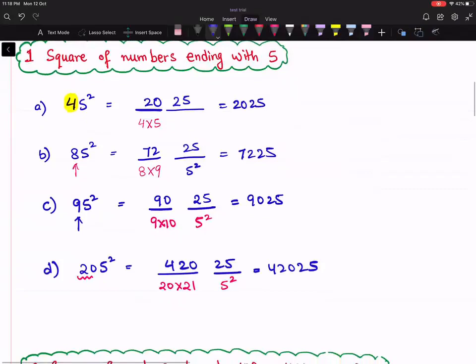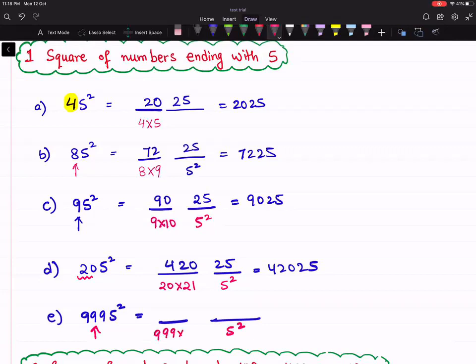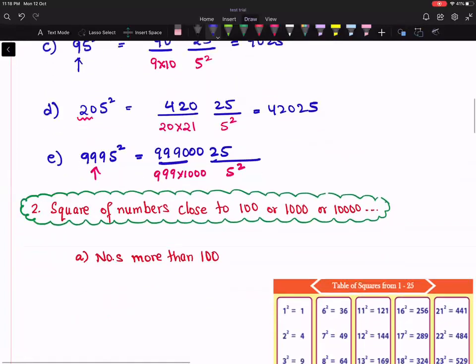Whatever it is, you can take bigger numbers, you'll have to just multiply the digits before that with the next digit. So if I'll take another bigger number, let's say if I'm interested in 9995 square, right? My last two digits are based on 5 square, and then the starting numbers will be 999 multiplied with the next number, that is 1000. So this is 99900025. This is my answer, right? So this is all numbers ending with 5.